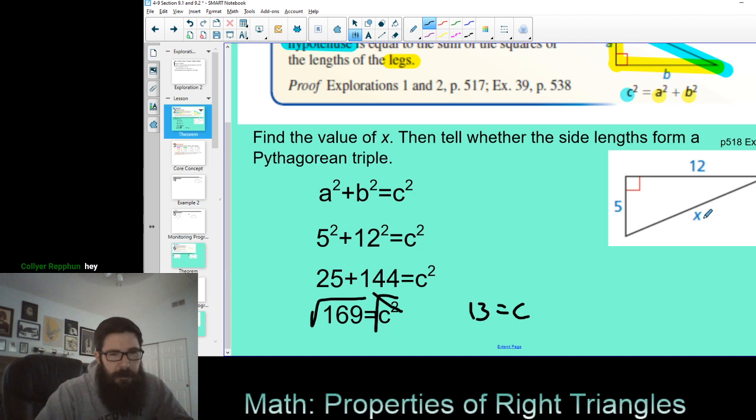You might be wondering, well, hold on. You're always super particular about plus or minus a square root. Since this is a side length in a triangle, a negative doesn't make sense. So all of these are always going to be positive values. They're never going to change.